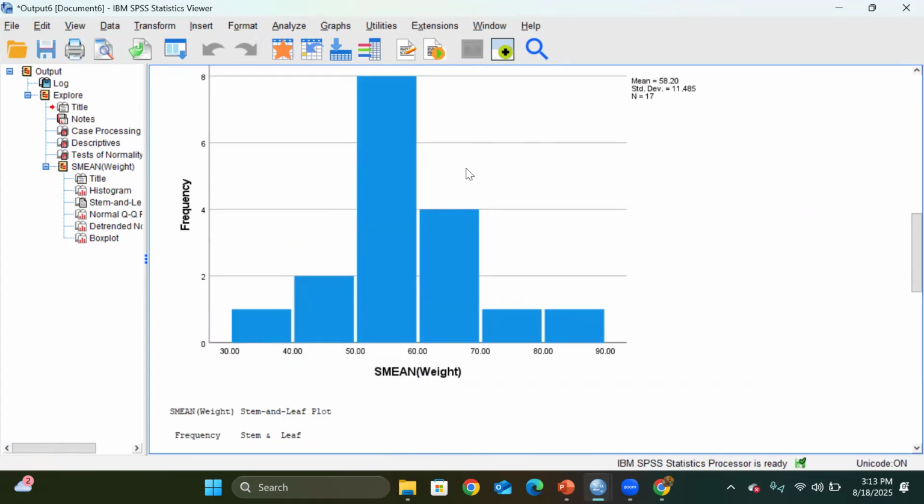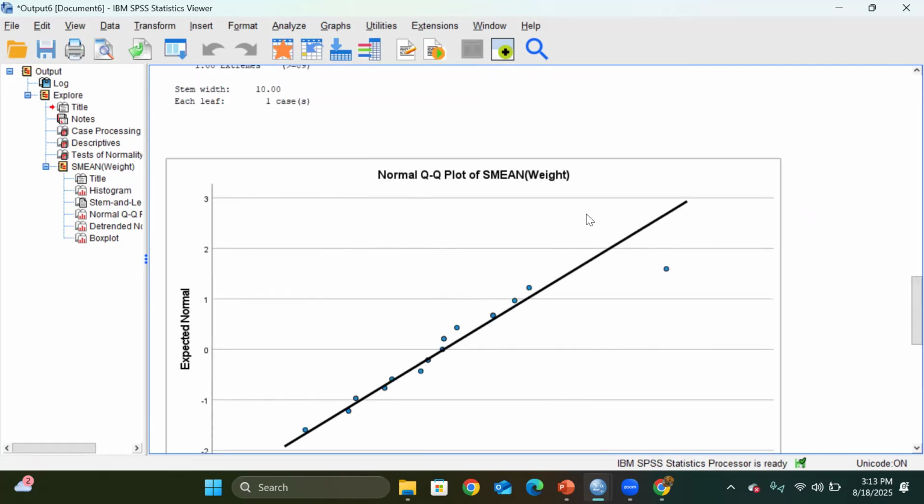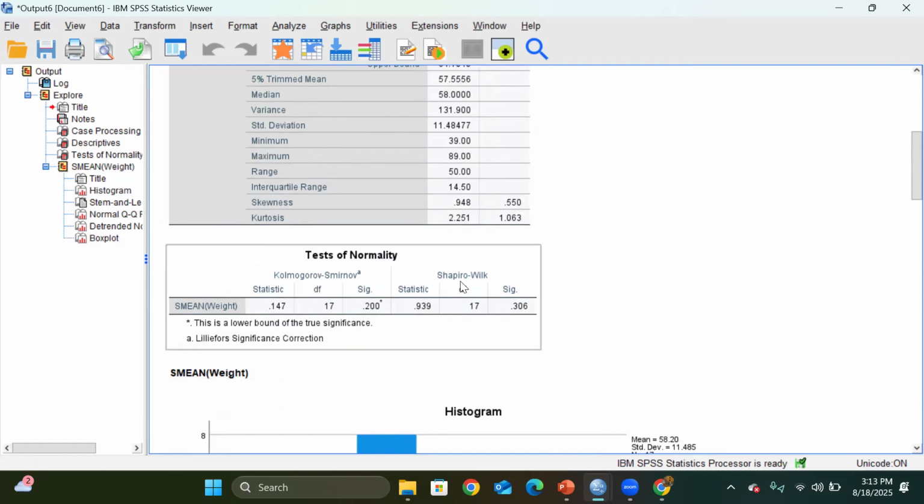Last time it was properly showing a curve that was very perfect, and here it's not showing that. And now I have this one. These values are distributed across the line. So again, this is also satisfied. Now we have the Kolmogorov and the Shapiro-Wilk test. The significance is more than 0.05. This value of significance, the p-value, is more than 0.05. So once again, it is normal.